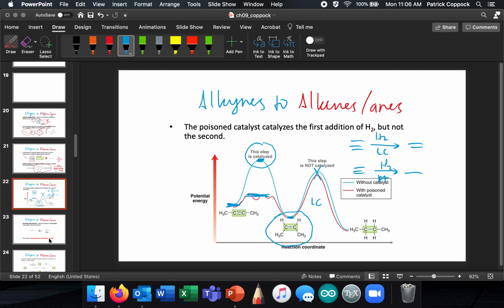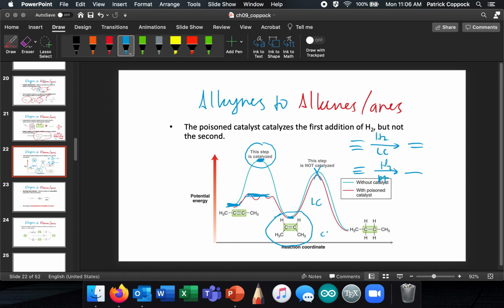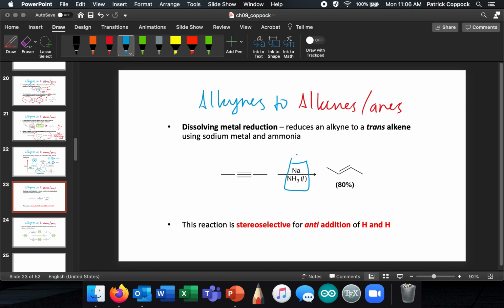This is going to give us the cis alkene, and there's another method for getting the trans. The other method is sodium and ammonia. Your textbook has a nice mechanism for this, and if you have the patience, you'll be better off following the electrons all the way through, but I'm not going to show it to you here, and I'm not going to test you on it. This is called a dissolving metal reduction. We take a metal and dissolve it in ammonia, and this reduces to the trans alkene about 80%, which we'll call the majority product. So this is stereoselective for the anti-addition of the two hydrogens.